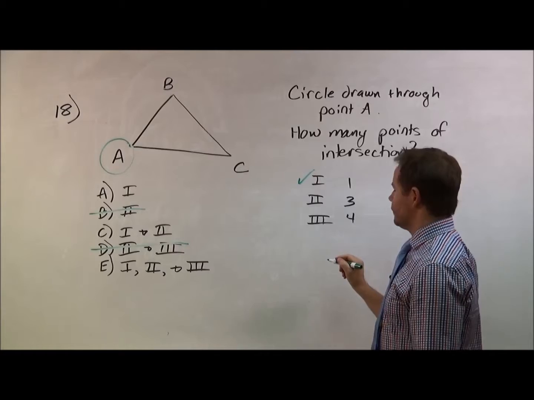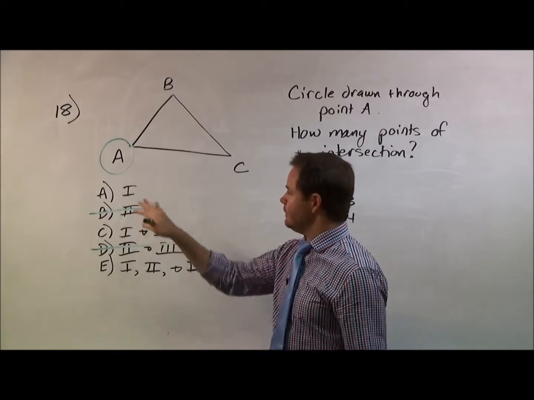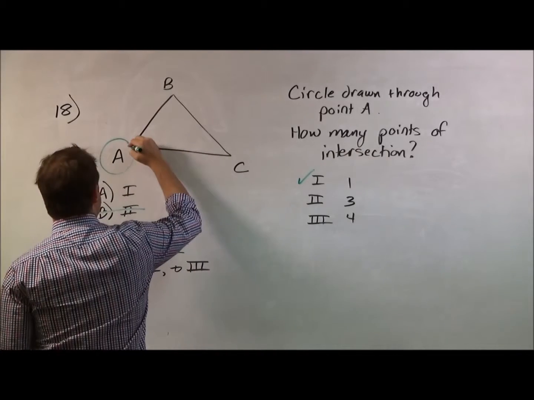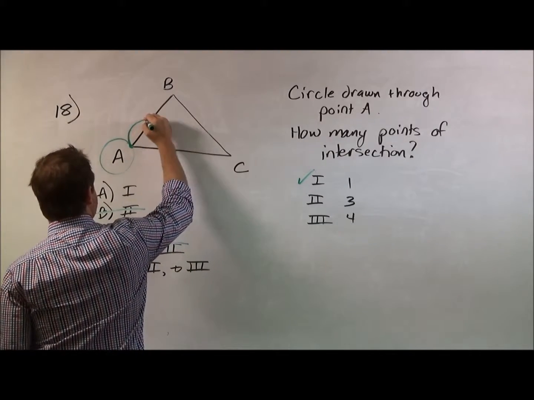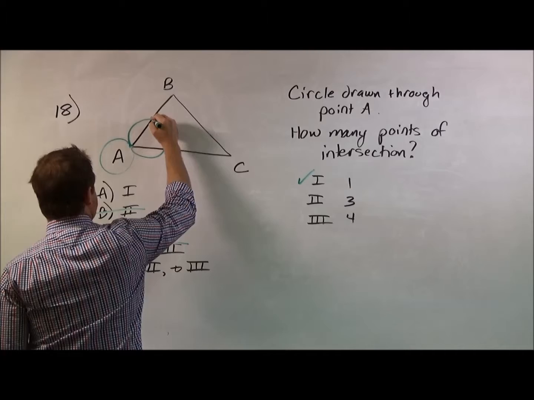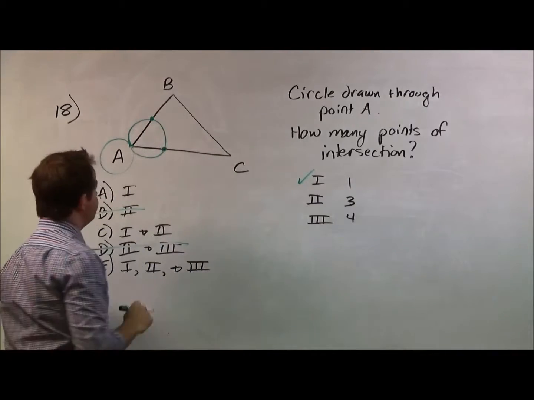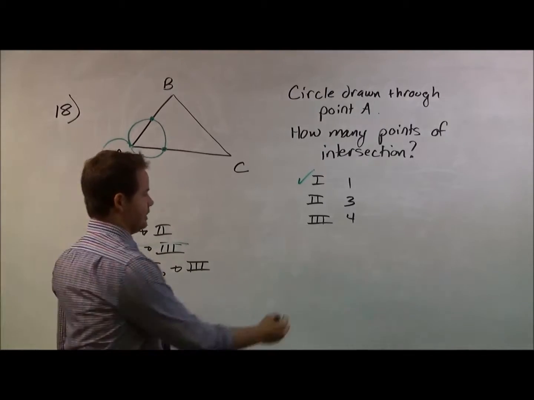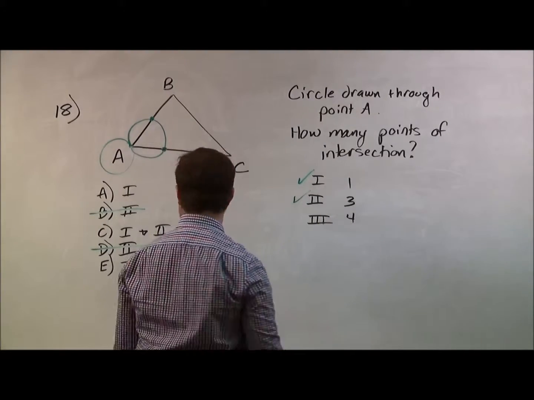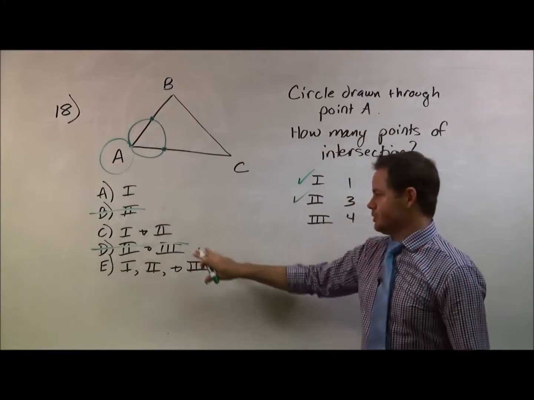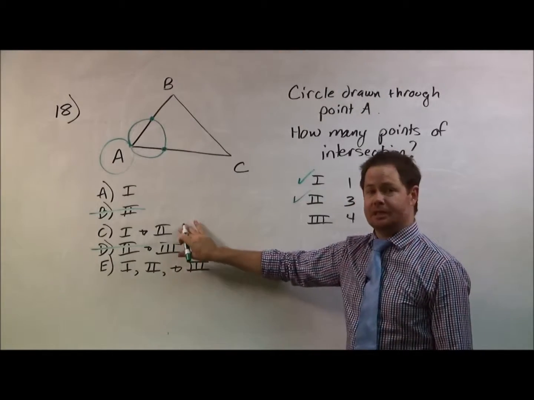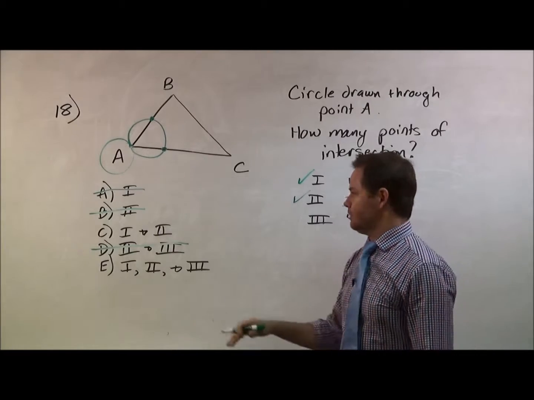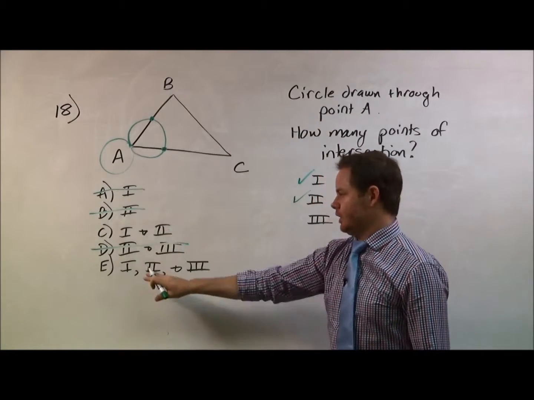So how about 3 points of intersection? Well, let's say we take this same kind of circle, but maybe draw it the other way. It can pass through this corner point here, and it can pass through 2 other points. So if we look at this, we have 1, 2, 3 points of intersection. Check mark by Roman numeral 2. So that means Roman numeral 2 has to be in our answer choice, and it allows us to eliminate option A. It can no longer be Roman numeral 1 only. It's got to have at least 1 and 2.